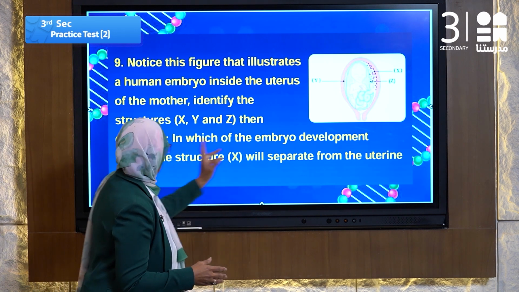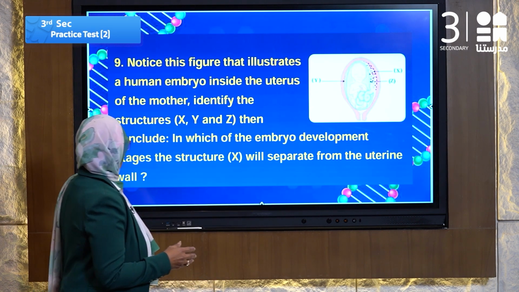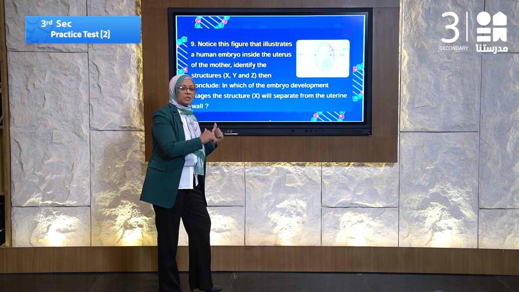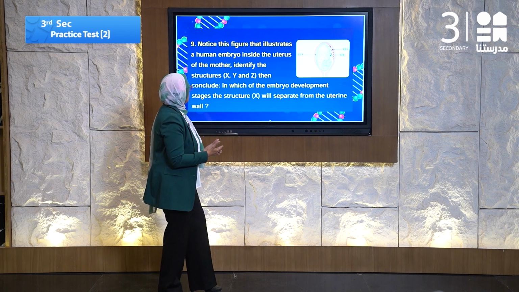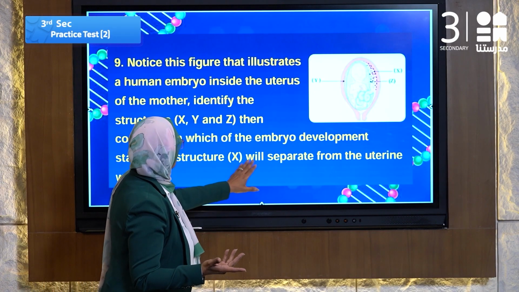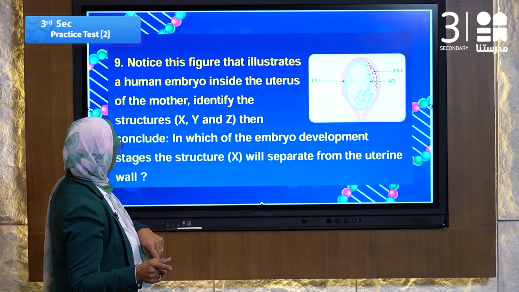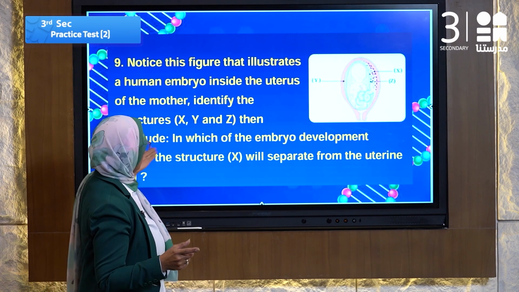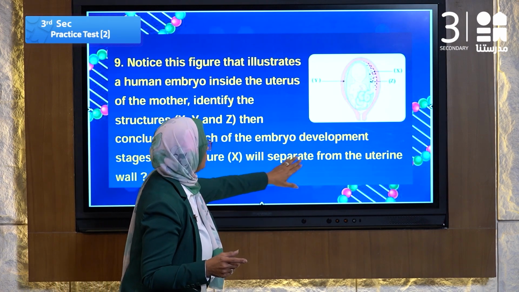In which of the embryo development stages will the structure X separate from the uterine wall? Oh, we have a question in this stage about the relaxin hormone. When do they develop to separate from the uterine walls? Okay, we have 2 parts of the question here. In which embryo development stage is the structure X? I must identify the structure first, then I will decide when X separates from the uterine wall.